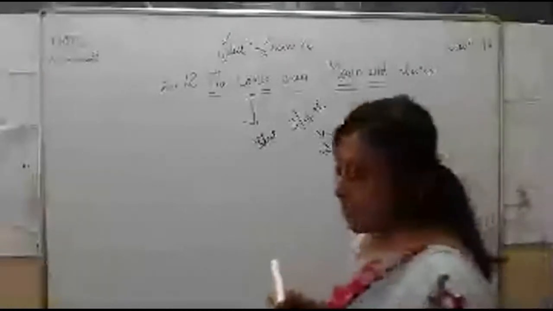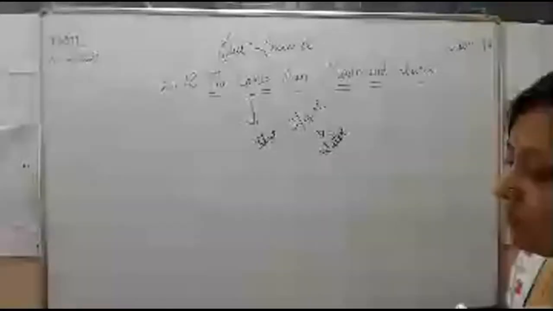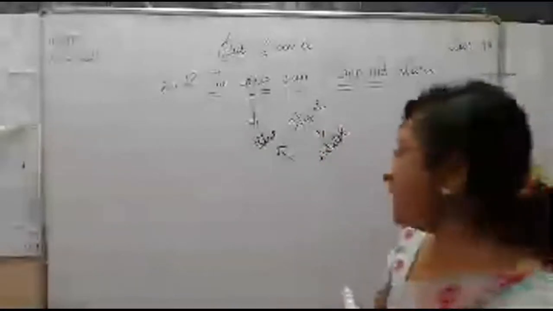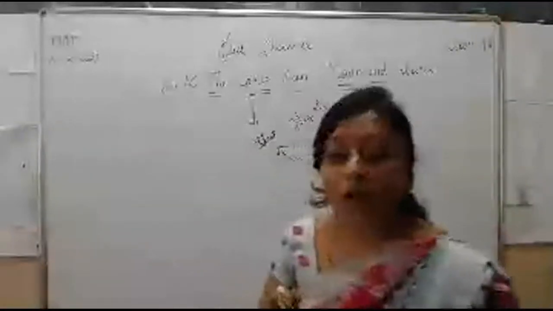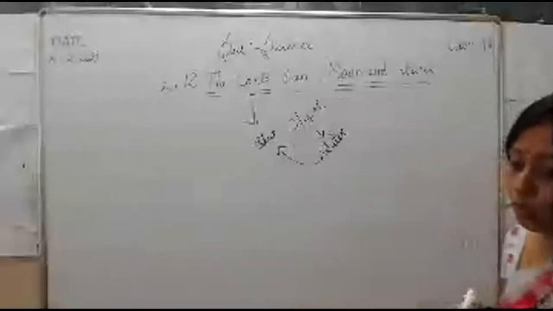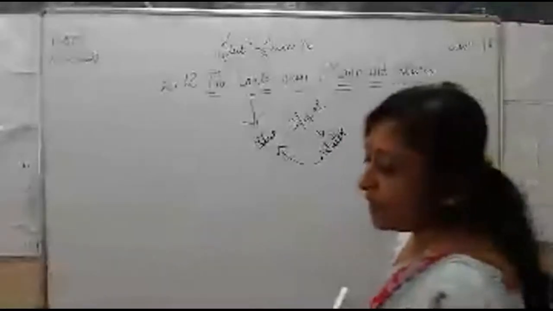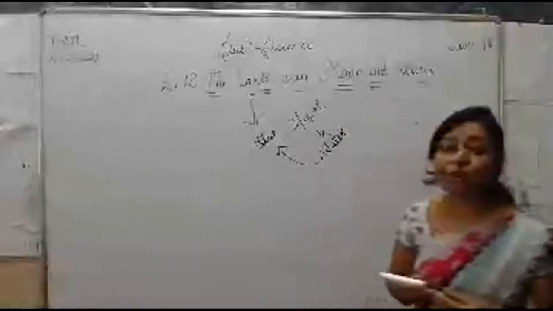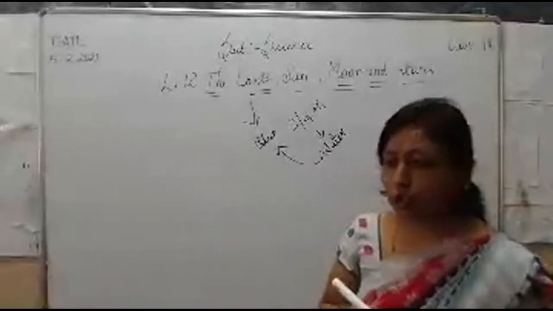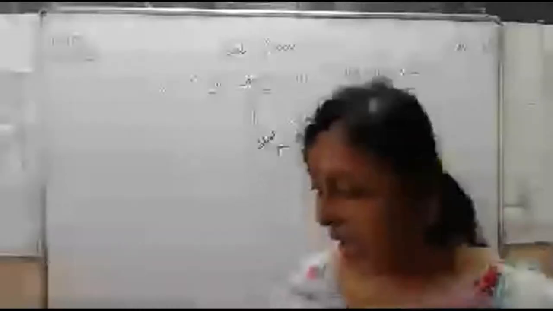Earth is known as the blue planet. Why? Because 3/4 of Earth is covered with water, so the color looks blue. So Earth is called the blue planet. Earth looks blue from outer space.